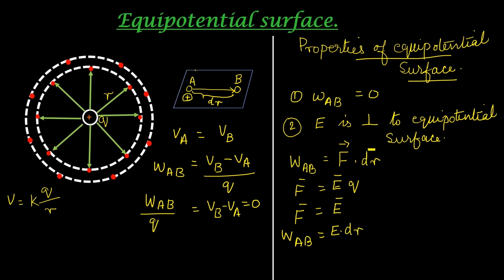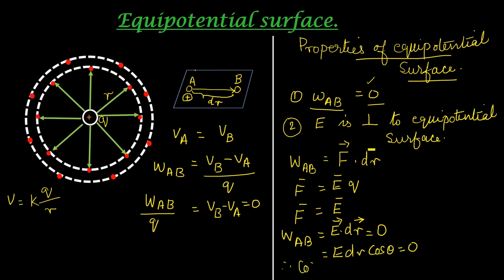Both are vectors. Under the first property, we have seen that the work done AB is equal to 0. So E dot dr will also be equal to 0. E dot dr is equal to E dr cos theta. Theta is the angle between the two vectors, the dot product of which is calculated here, that is direction of electric field and direction of displacement. Electric field E has a magnitude. The distance dr also has a magnitude. Then how can E dot dr be equal to 0?